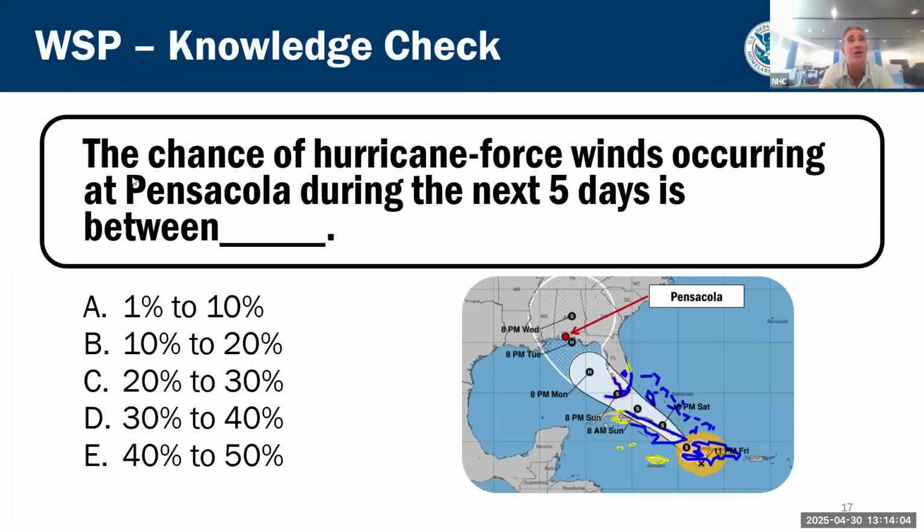But first, let's start with a poll question. And the poll question we have here, by the way, for any of you perfectionists out there, that's not me, but if you're a perfectionist, I've got to put out a disclaimer first. You can't calculate this. This is only by feel. All right, so with that said, here's the question. The chance of hurricane force winds occurring at Pensacola, if you're not familiar with the Florida Panhandle, is that red dot, during the next 5 days is between which probability range?